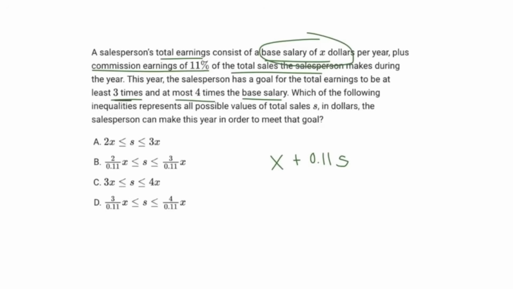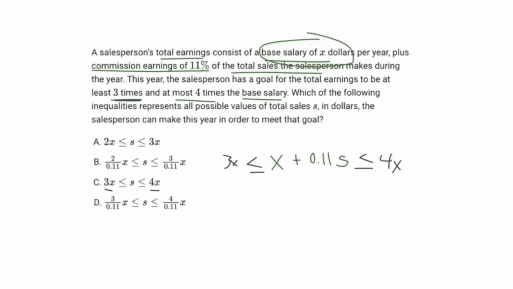So we know that has to be at least 3 times the base salary. So 3x is less than or equal to our total earnings, and at most 4 times the base salary. So that's going to be less than or equal to 4x. All right, so now that we're looking at our answer choices, none of them actually line up, right? C is similar, with 3x and 4x, but it just has s in the middle, whereas we have x plus 0.11s. Therefore, in order to actually get an answer that matches up with one of the answer choices, we need to simplify this inequality.